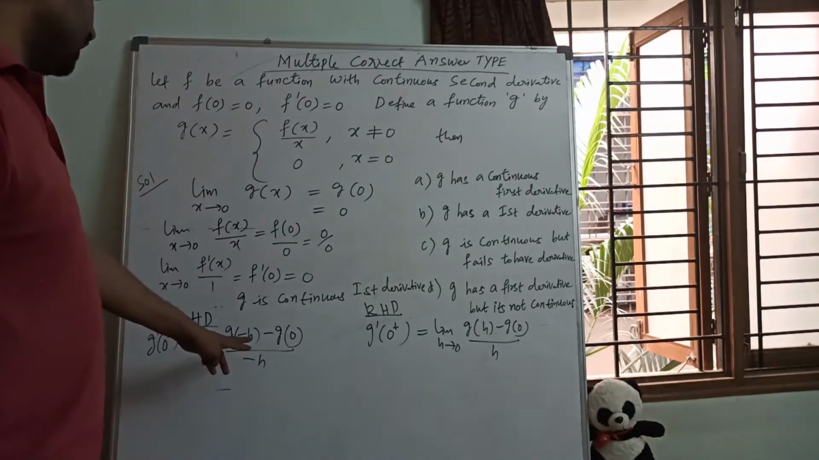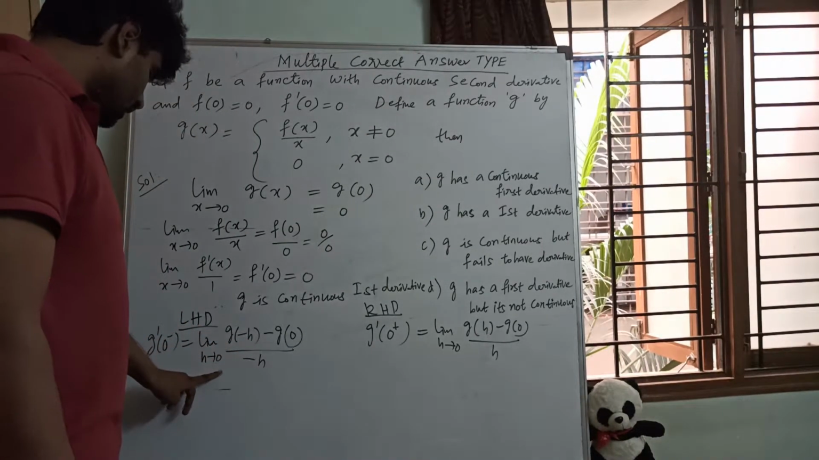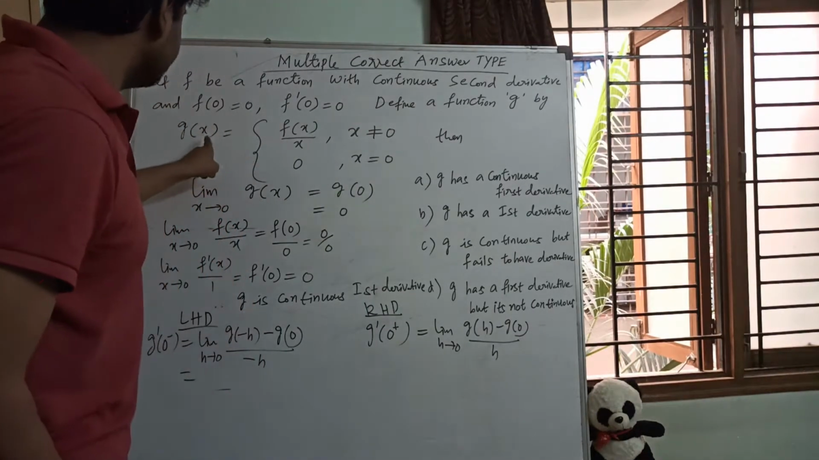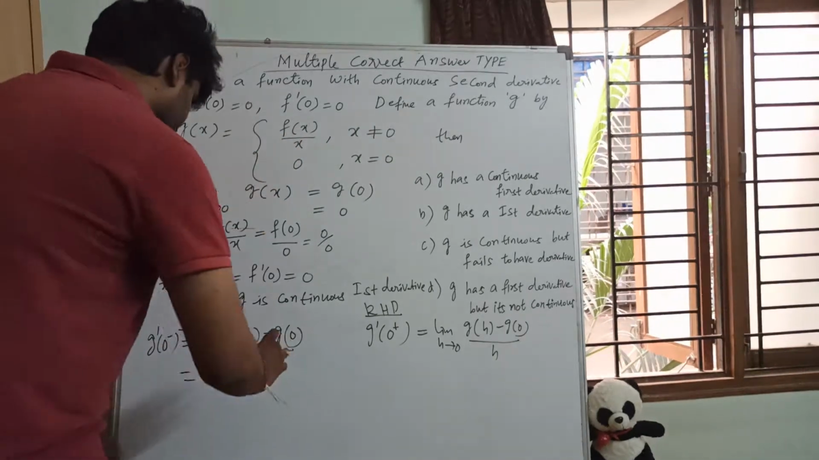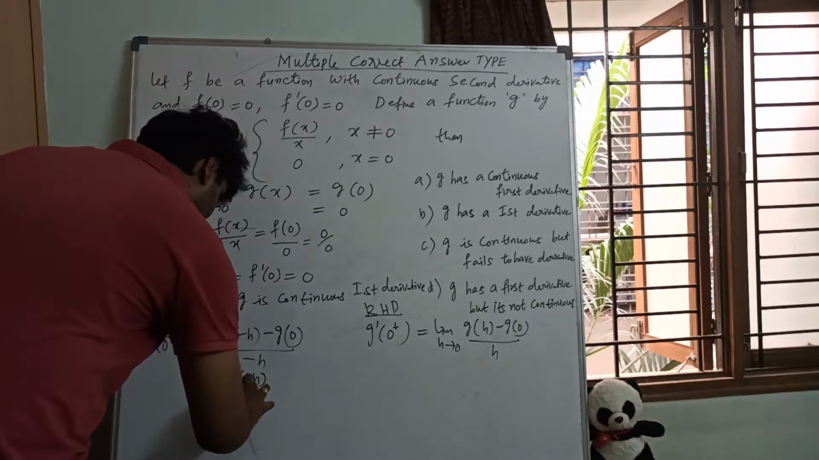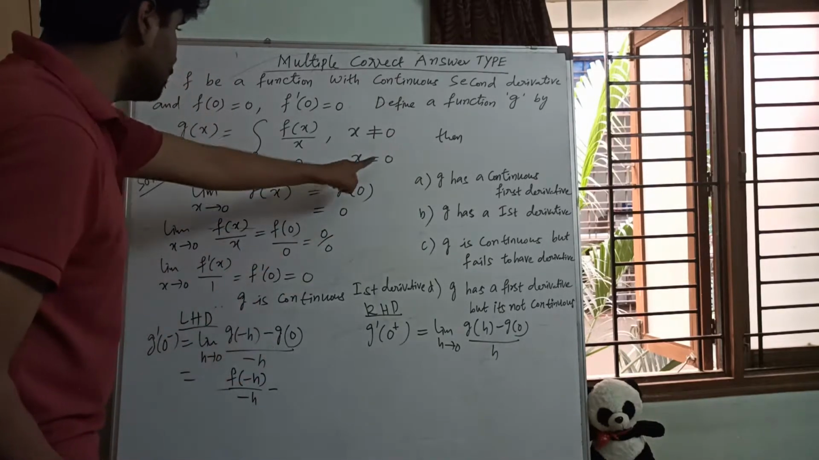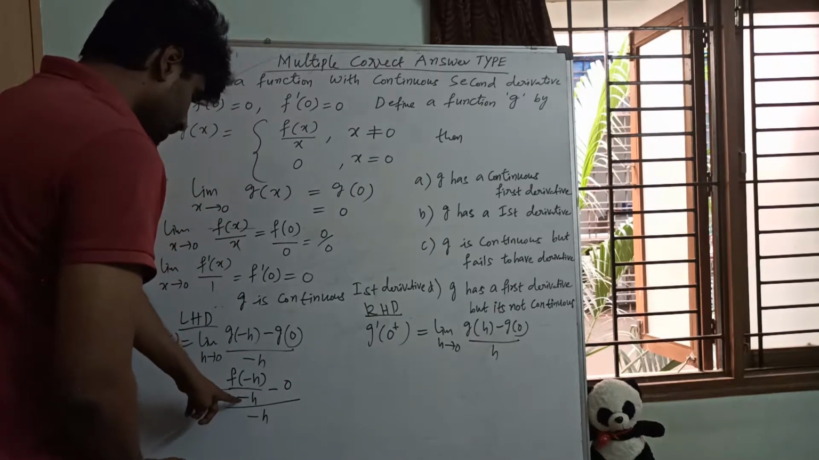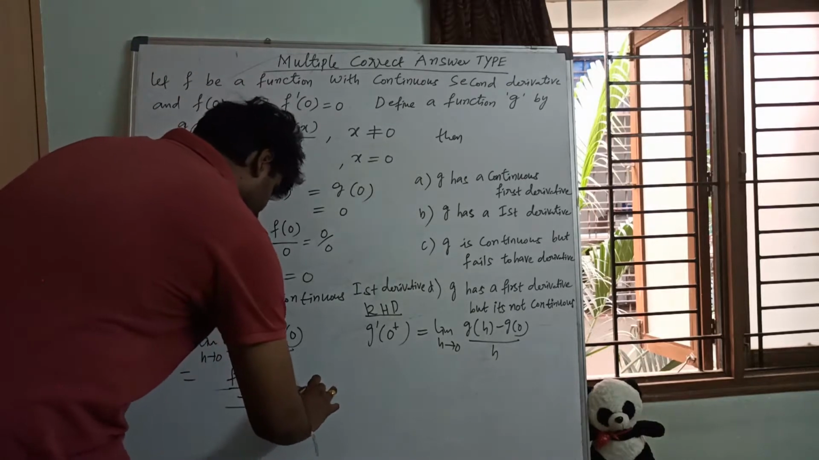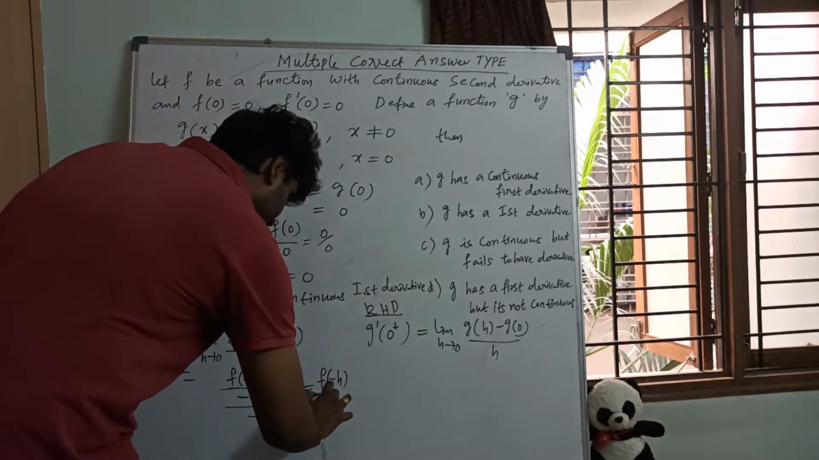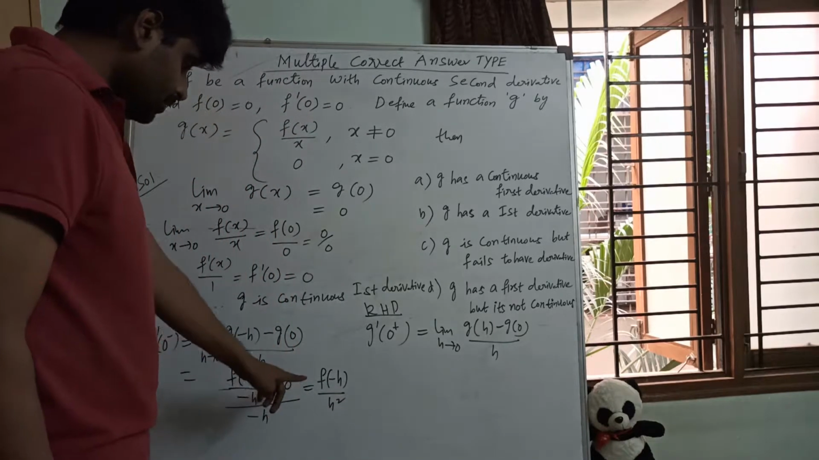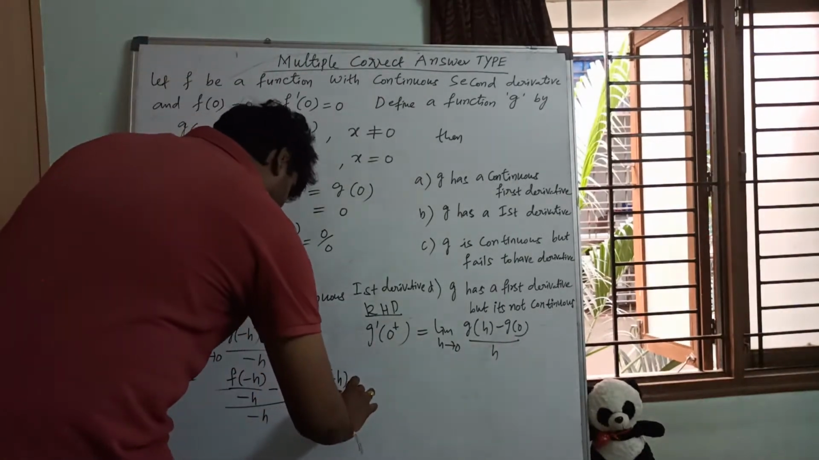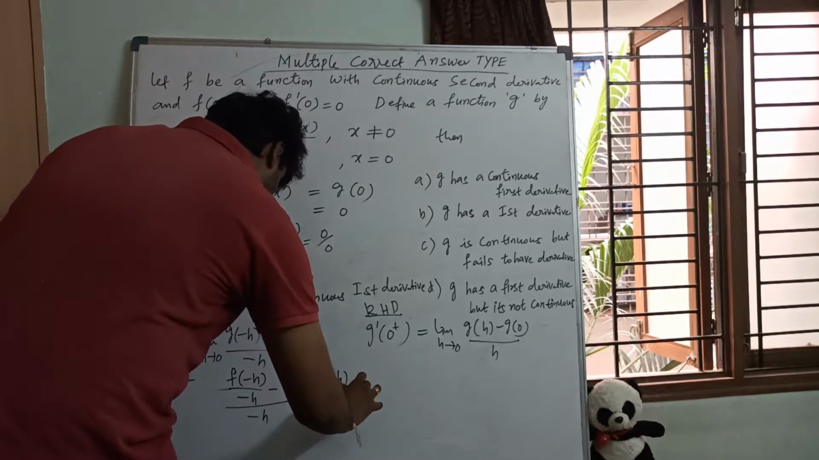Now tell me, can I substitute 0 here? If you substitute g of minus h, what is g of minus h there? g of minus h is f of minus h by minus h, correct? f of minus h by minus h. So g of 0 is 0 given already, by minus h, correct? So here minus h comes down. So what do you get? f of minus h by h square. Here if you substitute 0, what will you get? f of 0 by 0, so 0 by 0 form, correct?